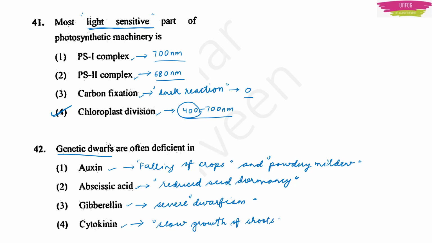See, there's a difference between severe dwarfism and slow growth of shoots. Dwarfism means the plant will not grow at all. It will remain short in height, or it will be dwarf in height. But in slow growth of shoots, the shoots of the plants will grow. They will not remain dwarf, but this growth will be very slow. Now he is asking in the question about genetic dwarfs, right? So the answer is option 3, gibberellins, whose deficiency causes severe dwarfism.